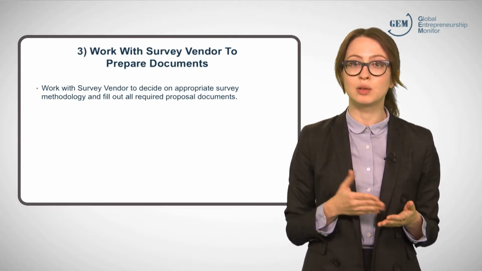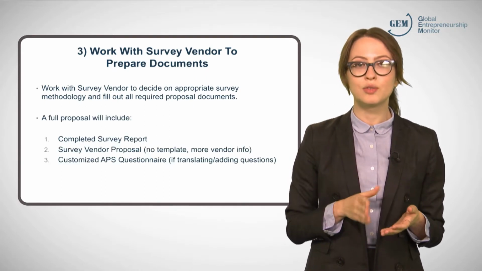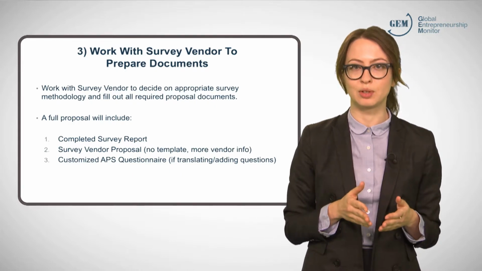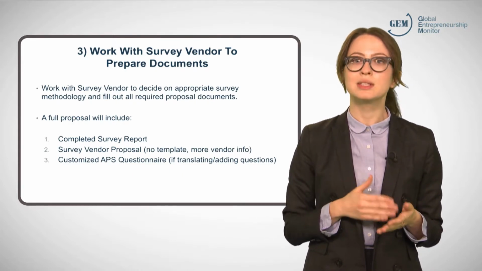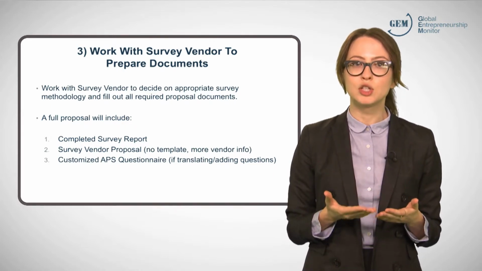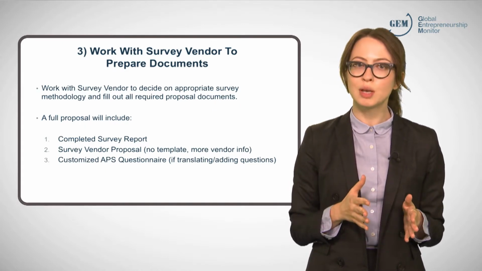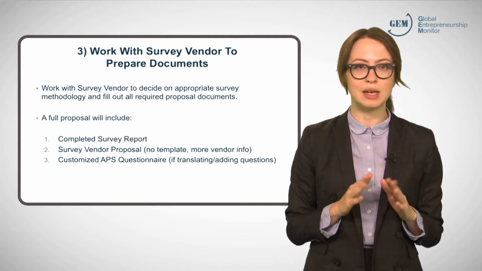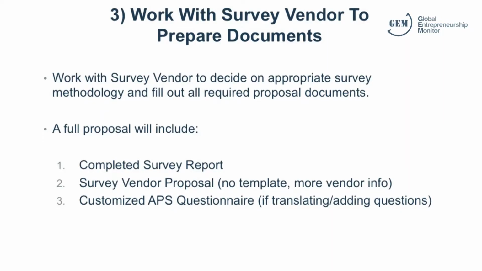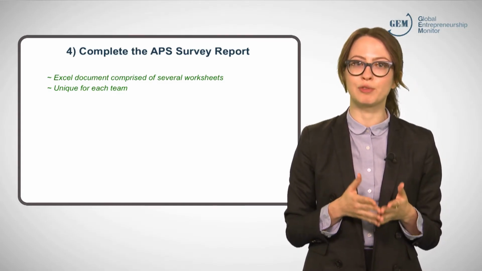In order to be reviewed and approved to administer the APS, you will need to submit 3 things. First, a completed APS survey report, which I will explain in a moment. Second, a survey vendor proposal. This is a document created by your vendor to provide more information about their organization and sampling plan. There is no template for this document, so the vendor can submit it in any form. Finally, if your team will be translating the APS questionnaire or adding any optional questions, the revised survey must also be submitted.